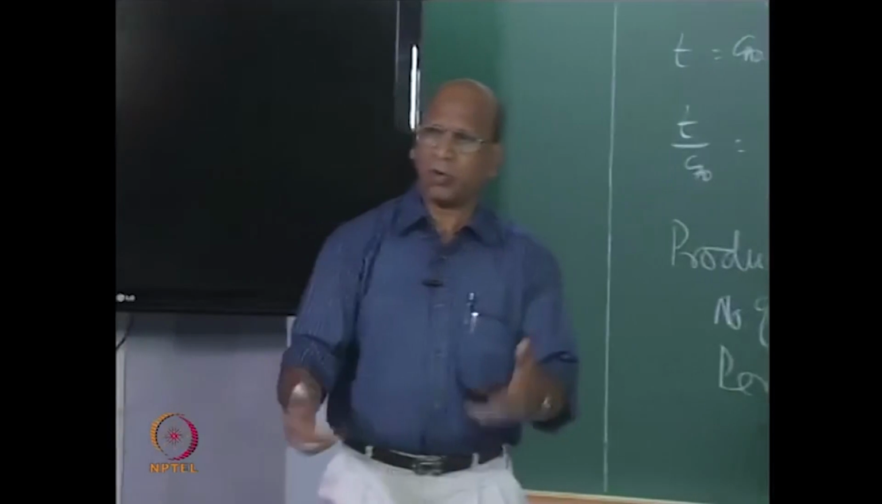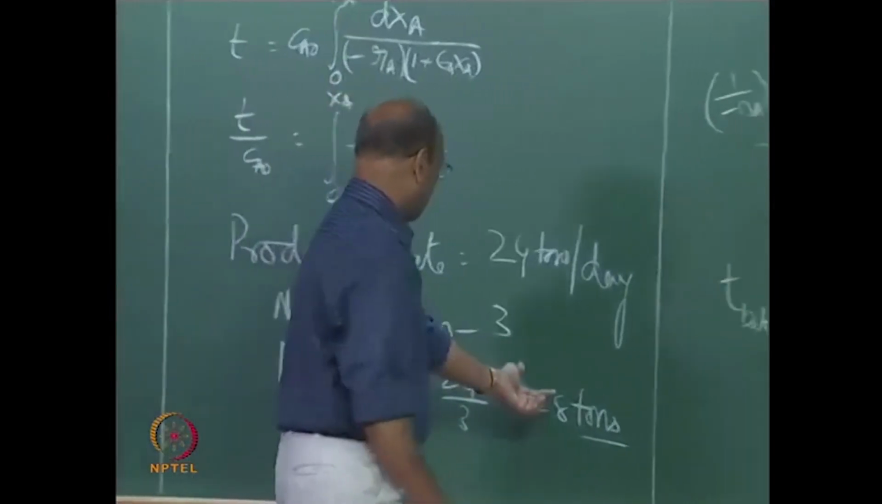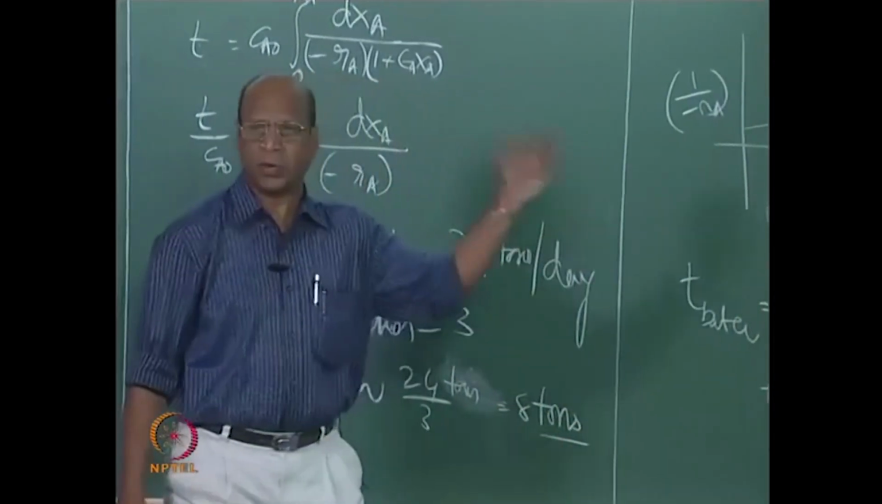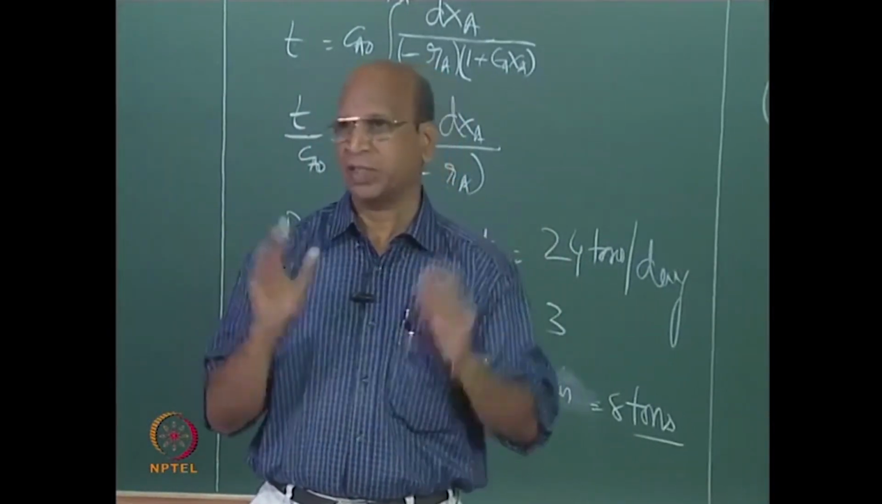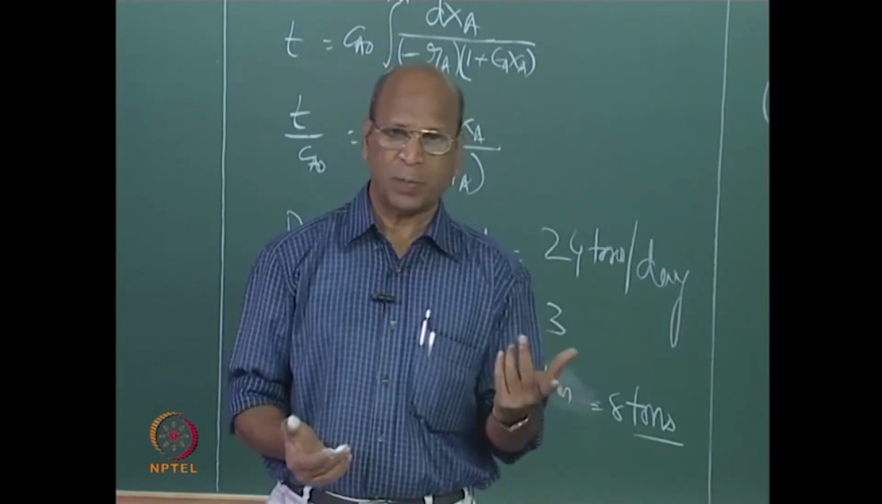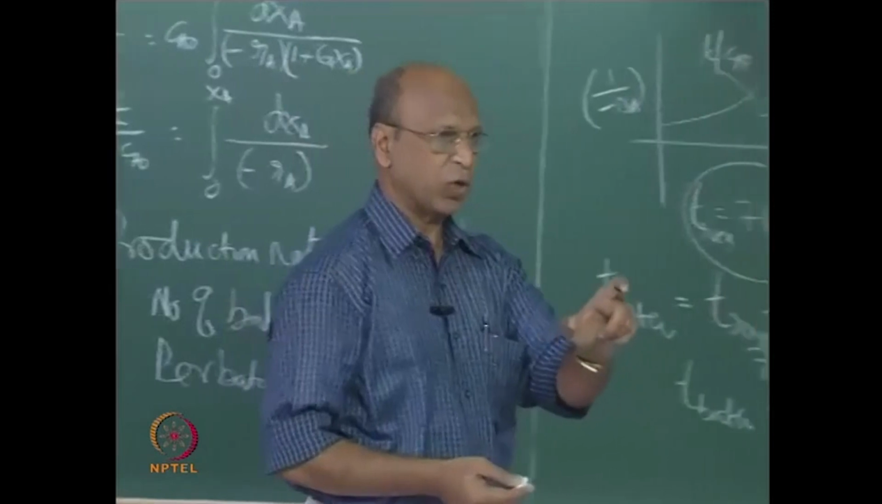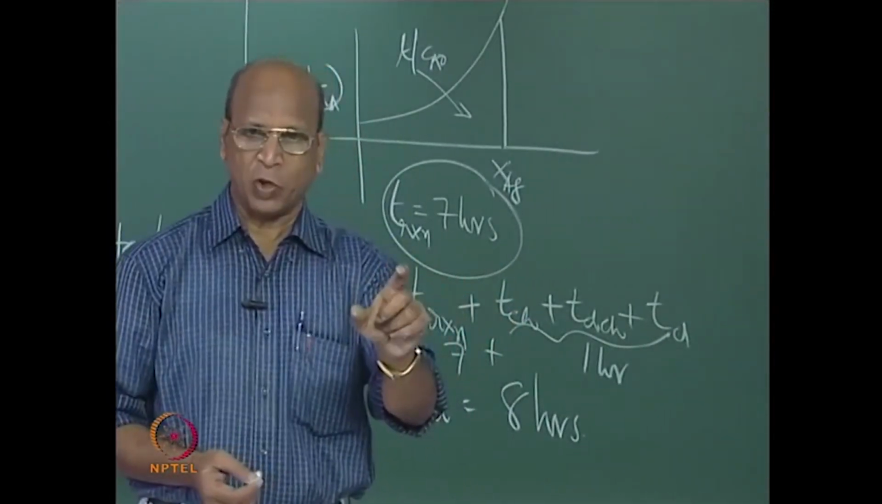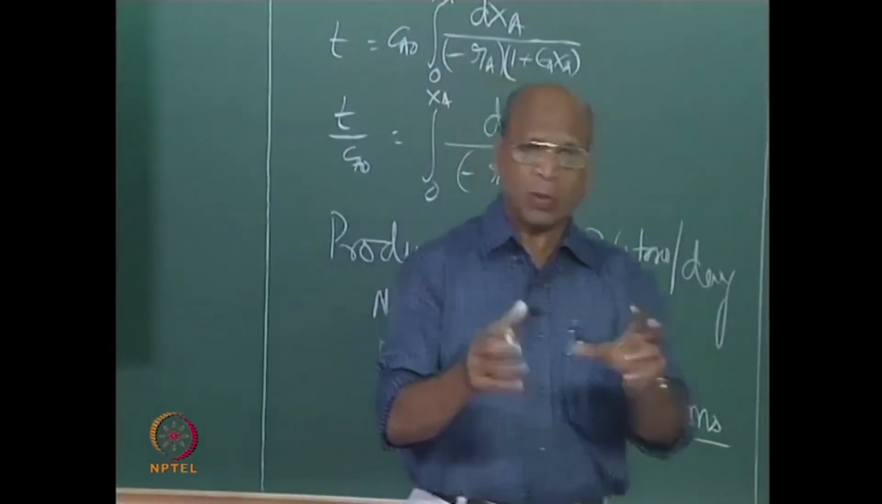Now, how do I calculate the volume? You know the density of the reaction mixture. When you have 8 tons, let us say it is like water, tell me what the volume is. 8 meter cube, because 1000 kg per meter cube, so 1 ton per meter cube. So I have to have 8 meter cube volume.